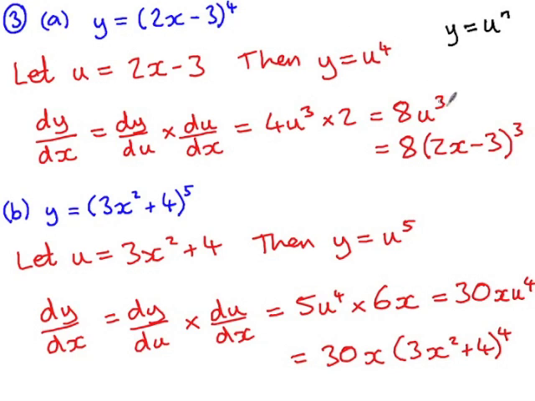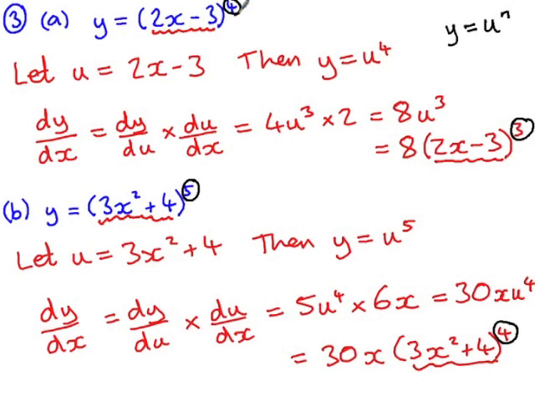Now hopefully you will observe that the power has been reduced by 1. So in the first example, the function of x raised to the power of 4 is now the function of x raised to the power of 3. And similarly in the second example, the function of x raised to the power of 5 is now raised to the power of 4. The function itself, i.e. the bit in the brackets, is unchanged from the function to its derivative. So we've got 3x squared plus 4, 3x squared plus 4.